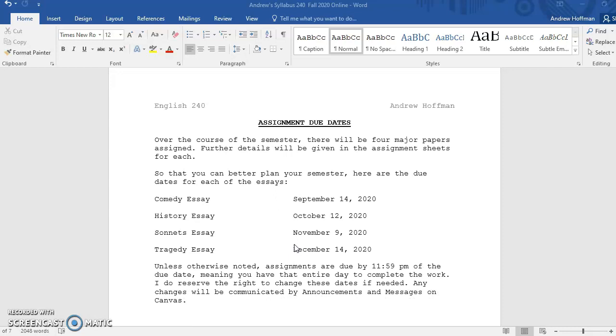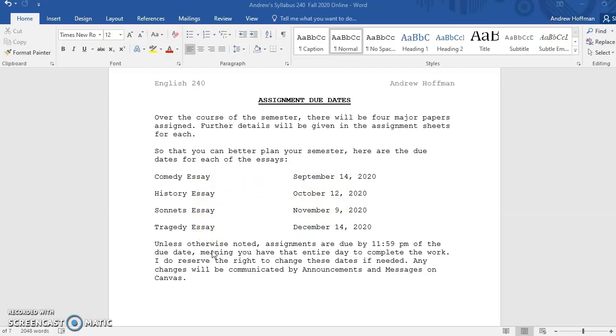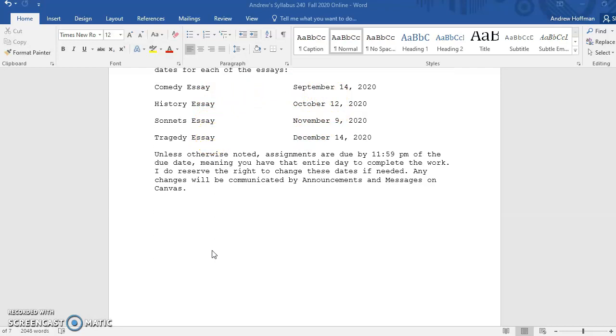Some assignment due dates to look over. Just kind of maybe put it in your calendar ahead of time. The comedy, history, sonnet, tragedy, right? The 4 major genres that we're going to be looking at. Okay. And the materials are always due at 11:59 on those days. Obviously, with each of these, I will be detailing at the time, most specifically, what is expected.